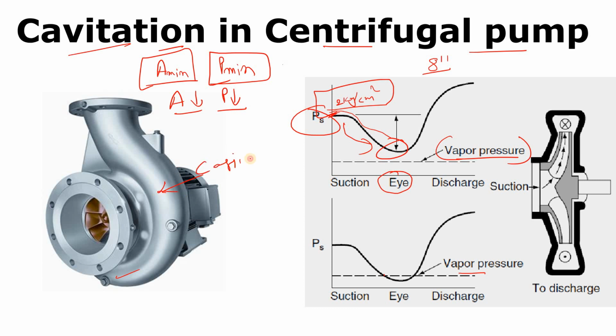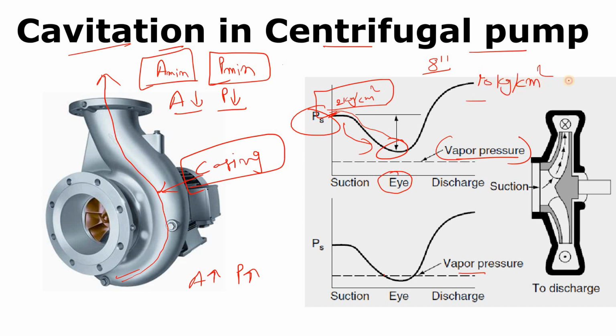That I have already covered in my centrifugal pump playlist. You can also watch those videos. With the help of this casing, your fluid will go towards the discharge side, and you can see the casing area is increasing gradually. As the area increases, your pressure increases, and at that point your pressure will be 10 kg per centimeter square.